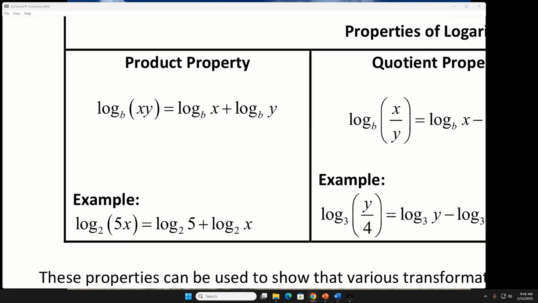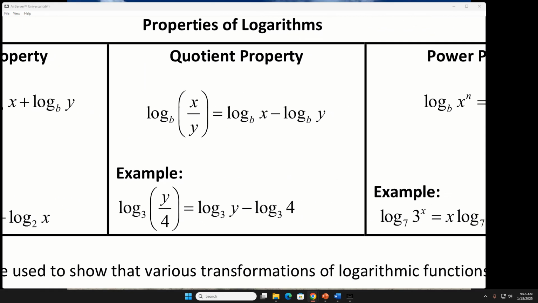Now, most of the time, I would say 75% of the time, we want to go backwards with this property. So we have two logarithms separated by addition. We want to bring them together as one logarithm using multiplication. That is way more helpful in the grand scheme of things with logarithms than the other way, but we do need to know both ways.